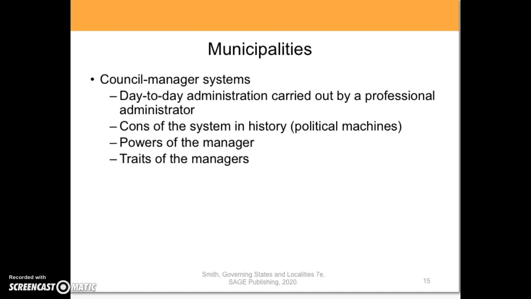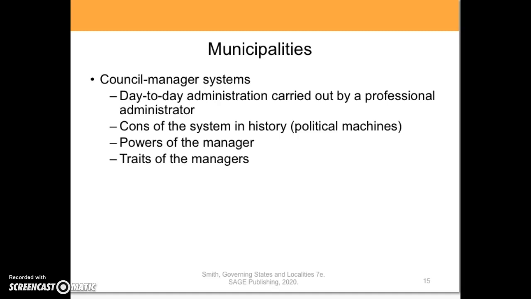Traits of the city manager: the ICMA, the International City Managers Association, estimates that the majority of city managers have advanced degrees, extensive training, experience, and the ability to make sound administrative decisions, in addition to the ability to maintain good relationships with city council members, and that leads to success in the job. And I think that's going to be key for any city manager.